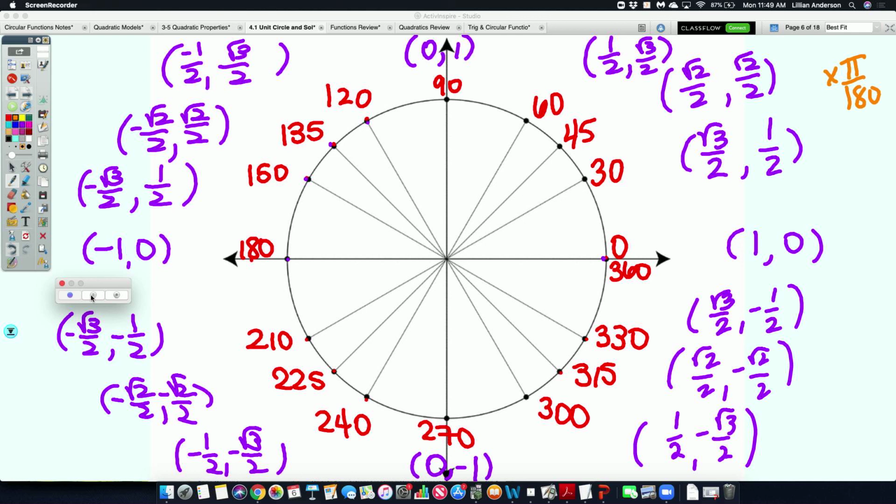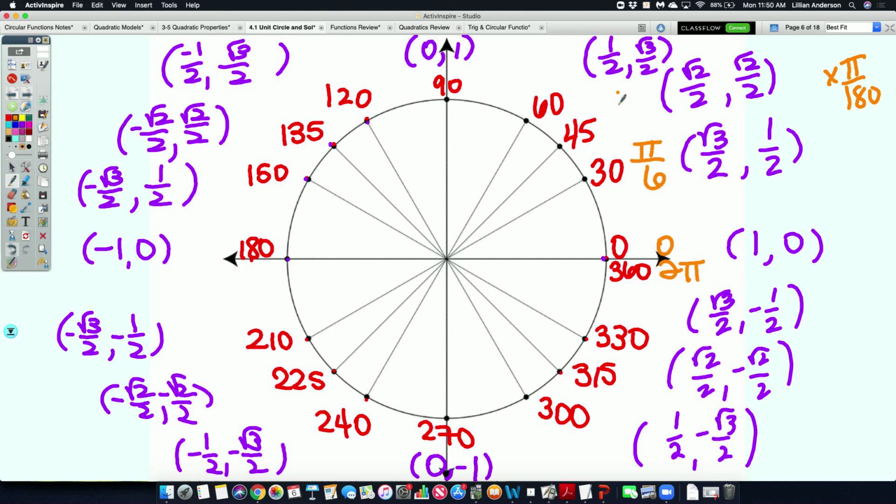So 0 degrees is what radian? 0, or 0 pi. Do not forget about that one. That is one of the most forgotten ones. Either that or the one that corresponds to 360 degrees. What's 360 degrees? 2 pi. Okay? 30 degrees.